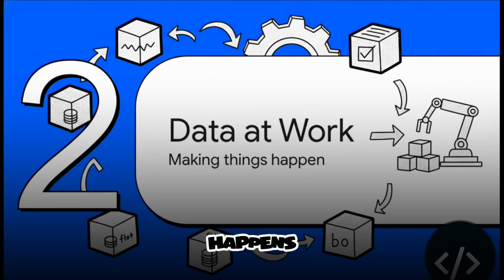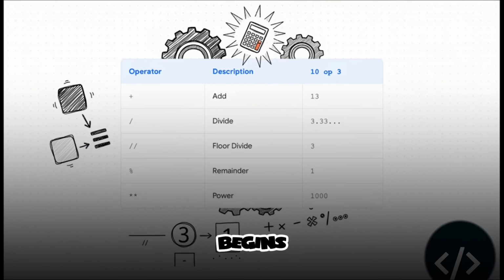The real magic happens when we start making that data interact with each other. So let's see how we can put this stuff to work. This is where the fun begins. We can use these operators to do math with our number variables.